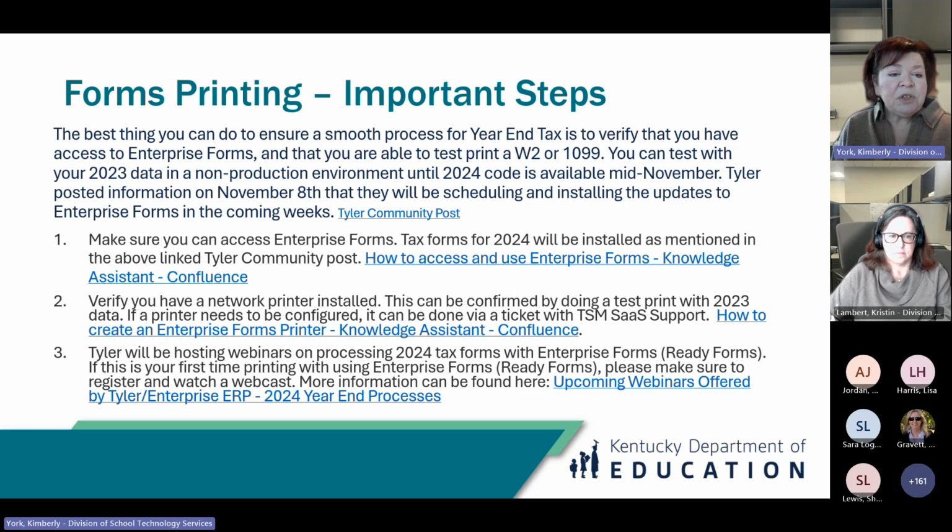So the best thing you can do to ensure a smooth process for year-end tax is to verify that you have access to Enterprise Forms and that you are able to test print a W-2 or a 1099. You can test with your 2023 data in a non-production environment until 2024 code is available mid-November. Tyler posted information on November 8th that they will be scheduling and installing the updates to Enterprise Forms in the coming weeks. And you have a link to the post there.